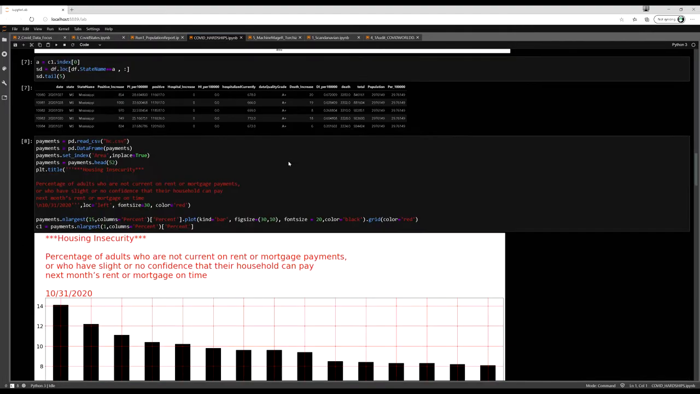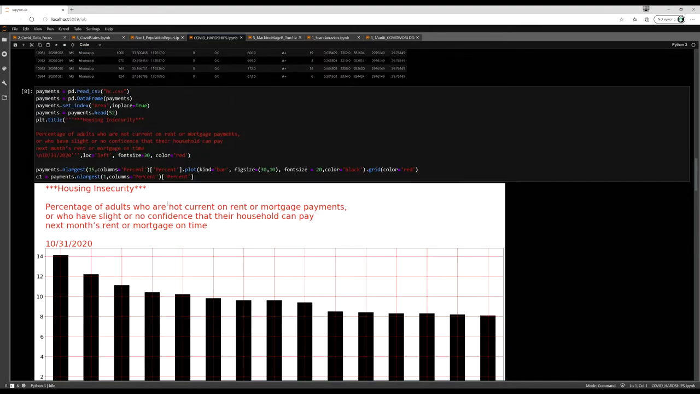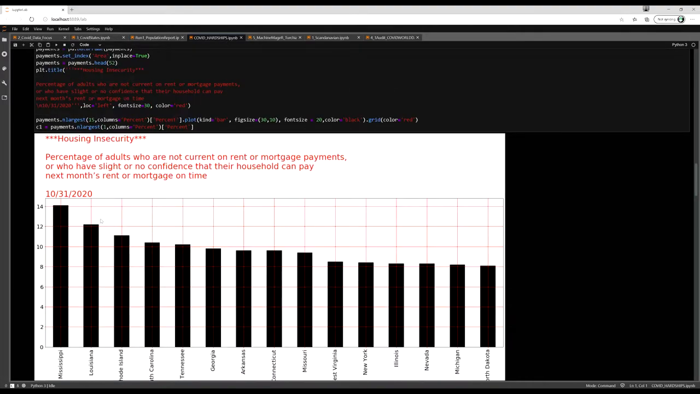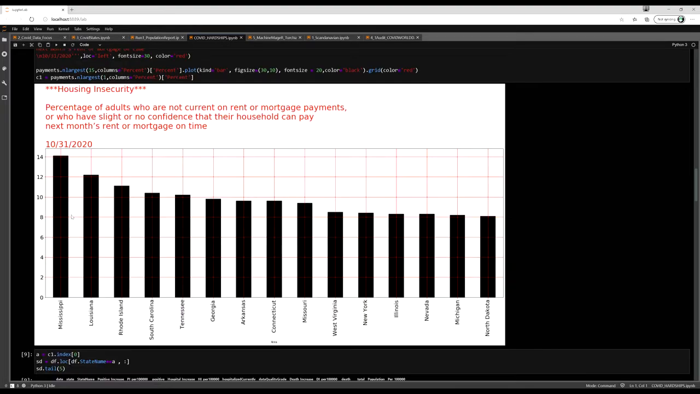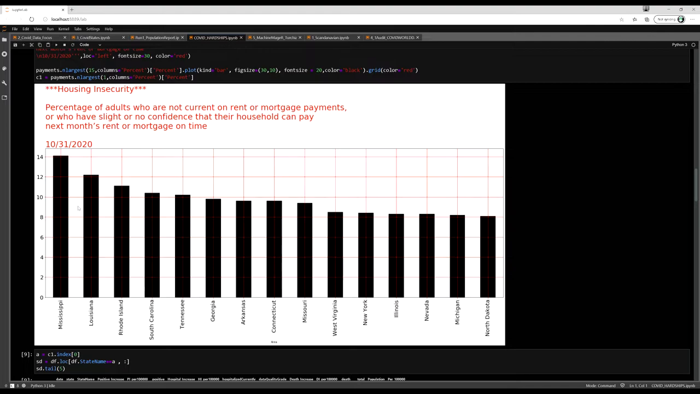All right, to proceed forward, once again we're looking at Mississippi housing insecurity. This is the percentage of adults who are not current on rent or mortgage payments and who have slight to no confidence that their household can pay next month's rent or mortgage. Looking at about 14% in Mississippi, and Mississippi is just getting hammered. So if you're a policy leader for Mississippi, you really have to look at the future damage that you may cause.